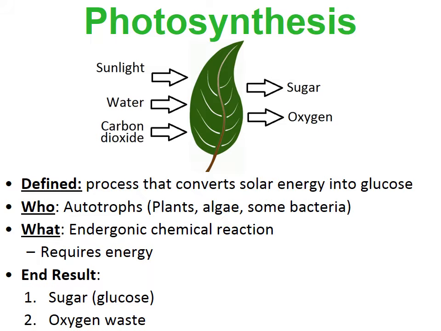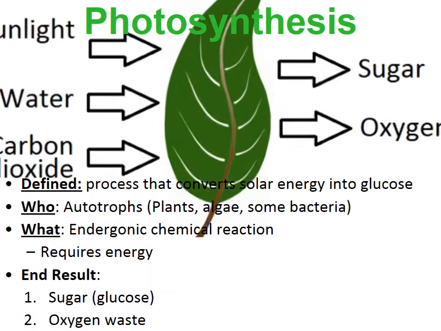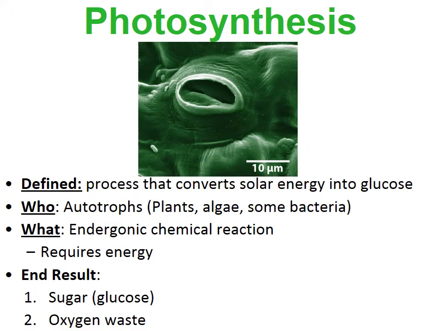So the end result, or the products of photosynthesis, again, are sugar and oxygen waste. In this leaf, if we zoom in, we see microscopic pores called stomata. When the stomata open and close, they can release oxygen into the environment and take in carbon dioxide from the environment. So the stomata are how plants exchange gas with their environment.